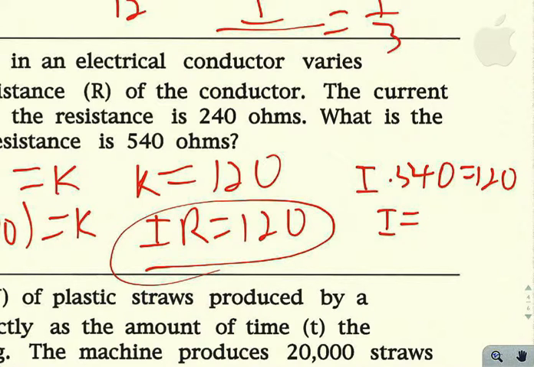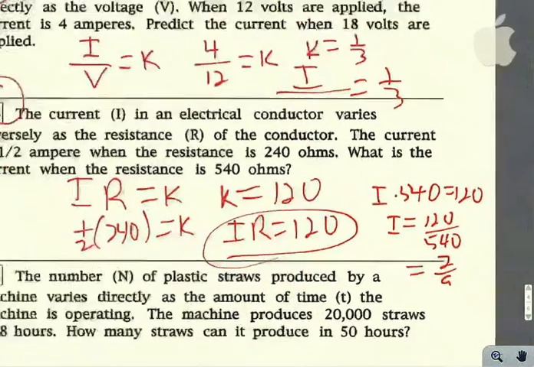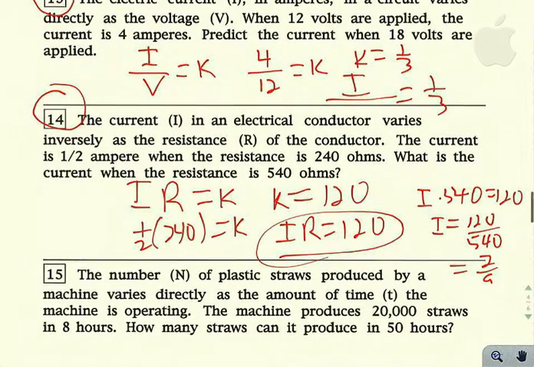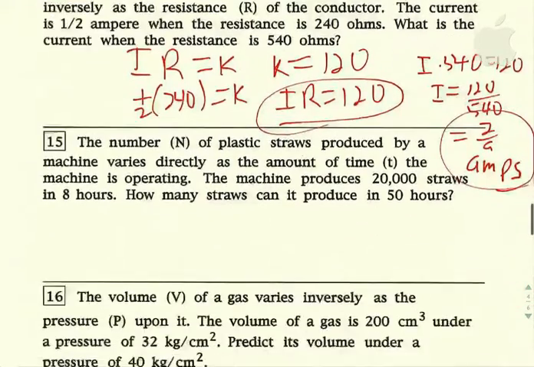So I then is 120 over 540, which reduces to 2/9. That would be amps. 2/9 amps. Okay, that's number 14. And I believe we're done with that one.